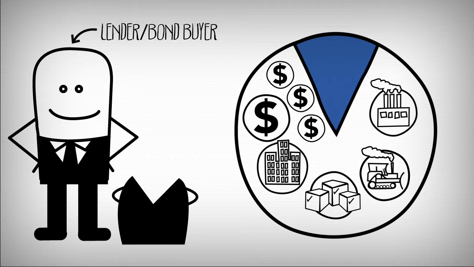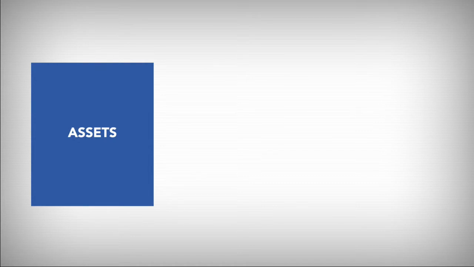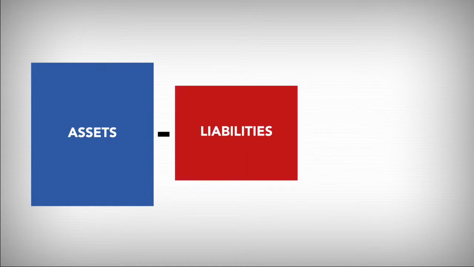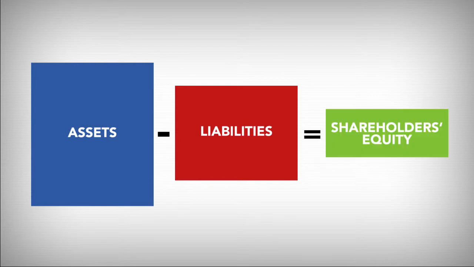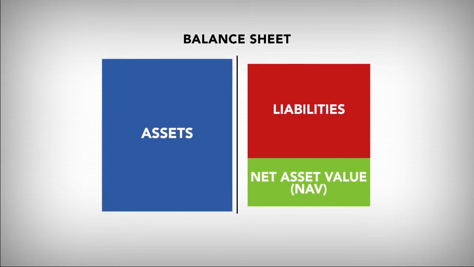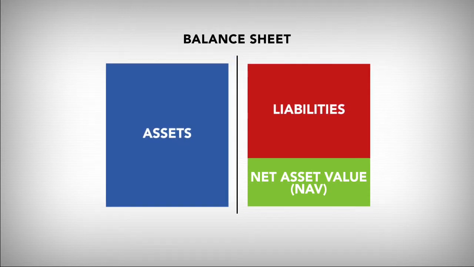As shareholders, we effectively own the difference between what they own, the assets, and what they owe, the liabilities. This difference is sometimes called shareholders' equity or book value, but we like to use the more descriptive term net asset value, or NAV. Accountants and analysts keep track of assets and liabilities in a balance sheet. Assets are on the left side, liabilities on the right side, and the difference, typically shown as the bottom right corner, represents the net asset value attributable to shareholders.